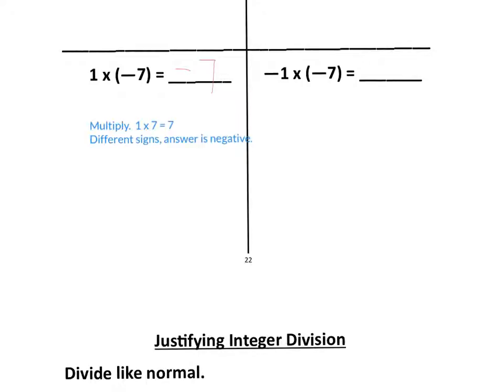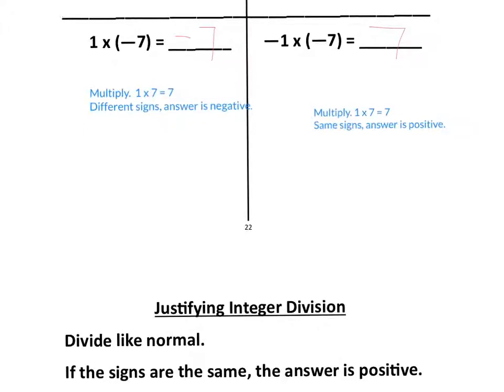Looking at the last multiplication example, we have negative 1 times negative 7. So we're going to multiply 1 times 7, and we know it's going to be 7, especially by the 4th time. We note that they have the same signs, so the answer is positive. So negative 1 times negative 7 is positive 7.